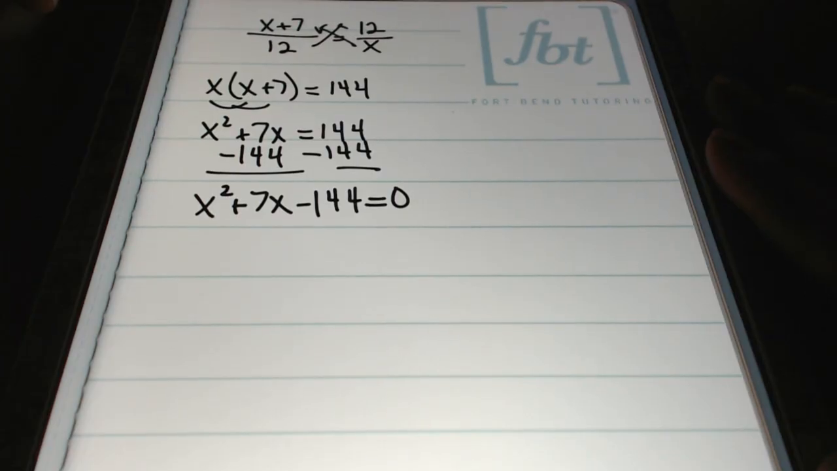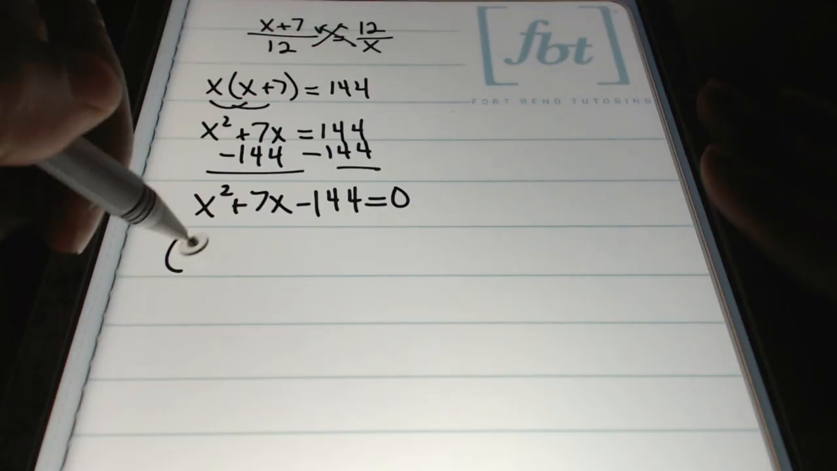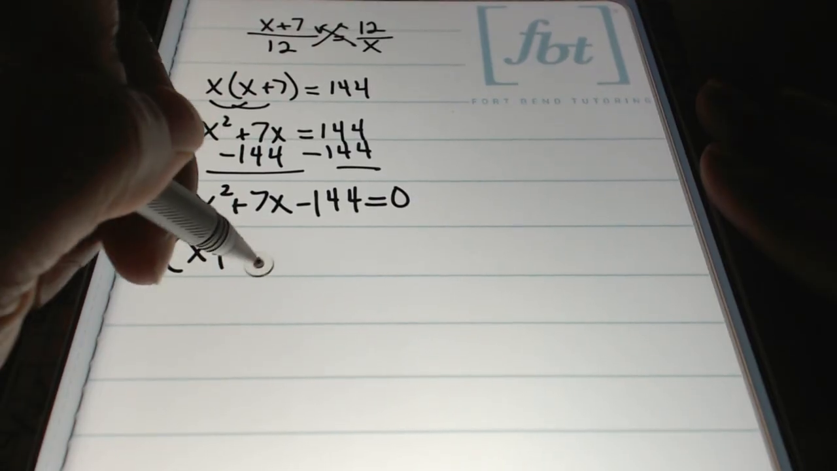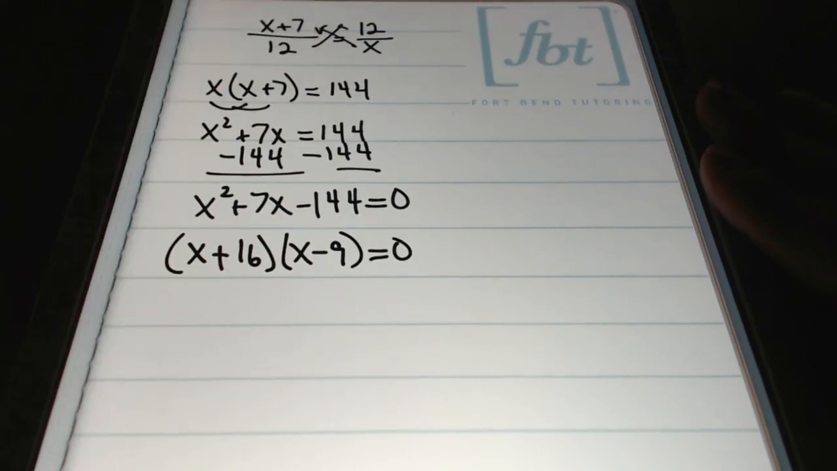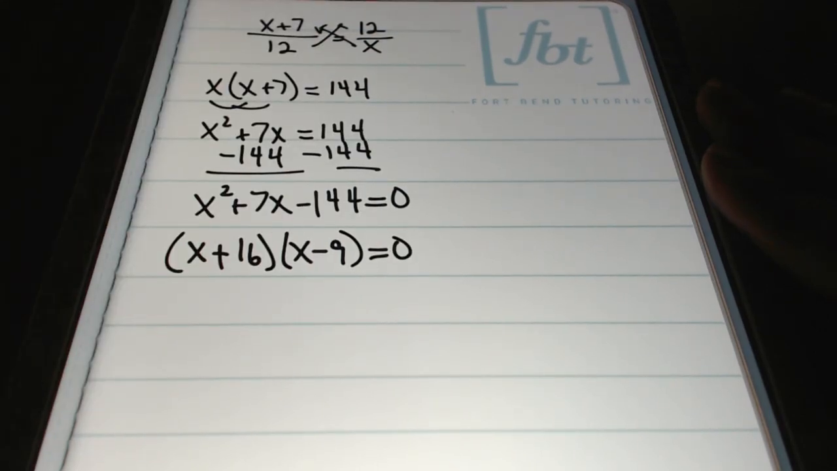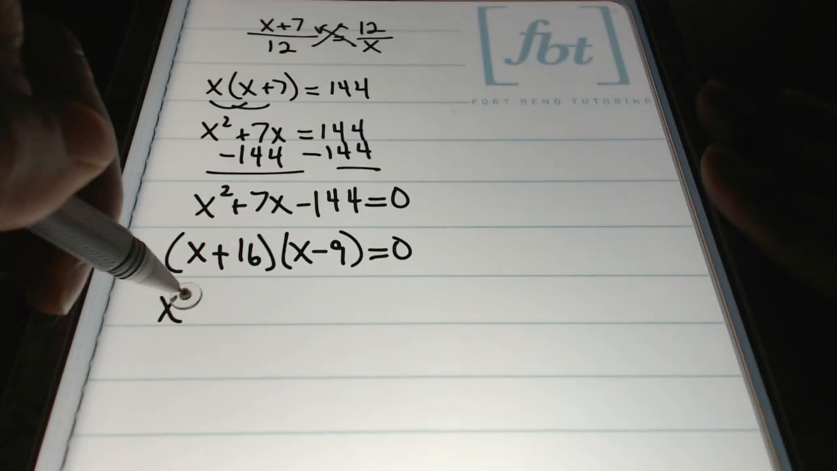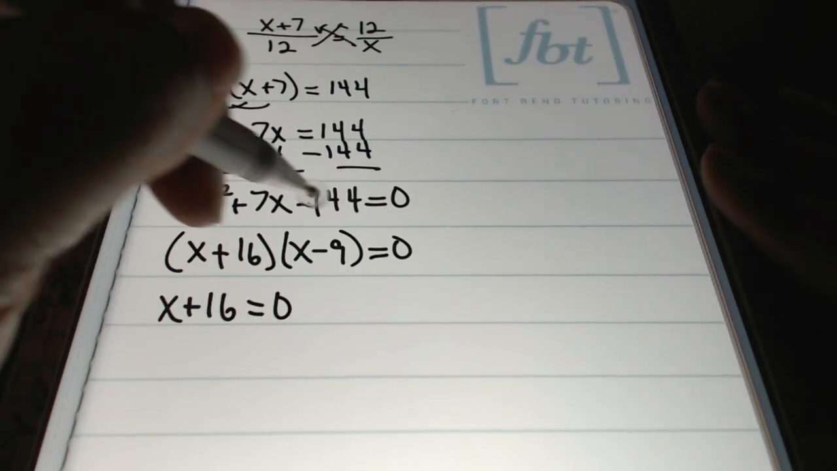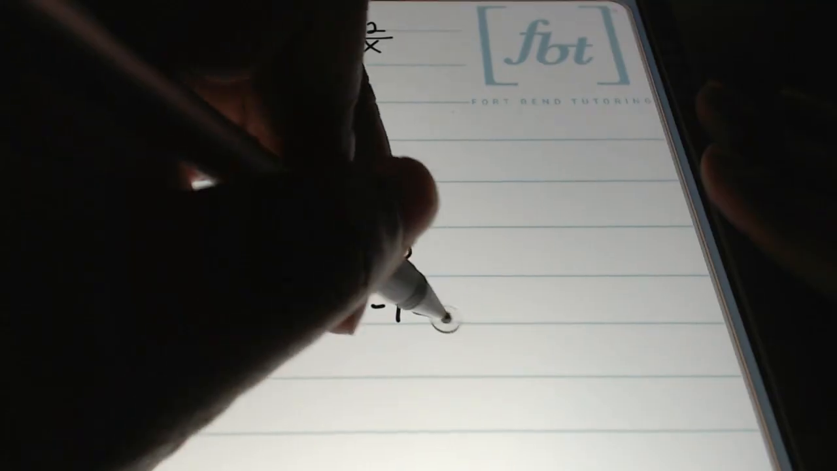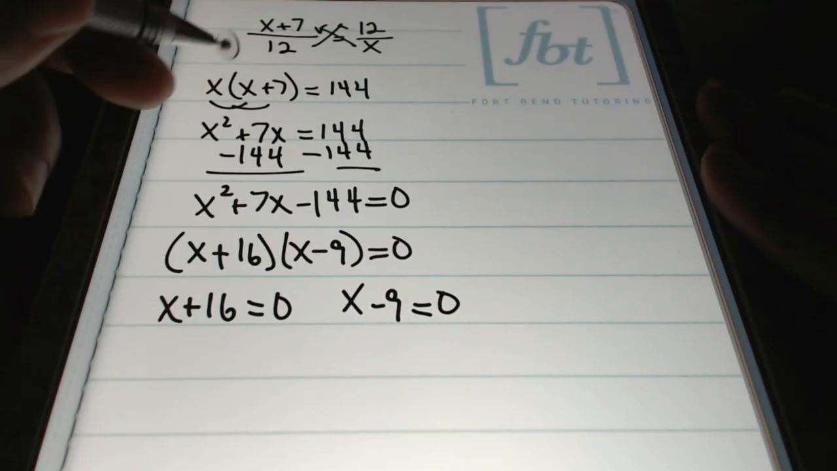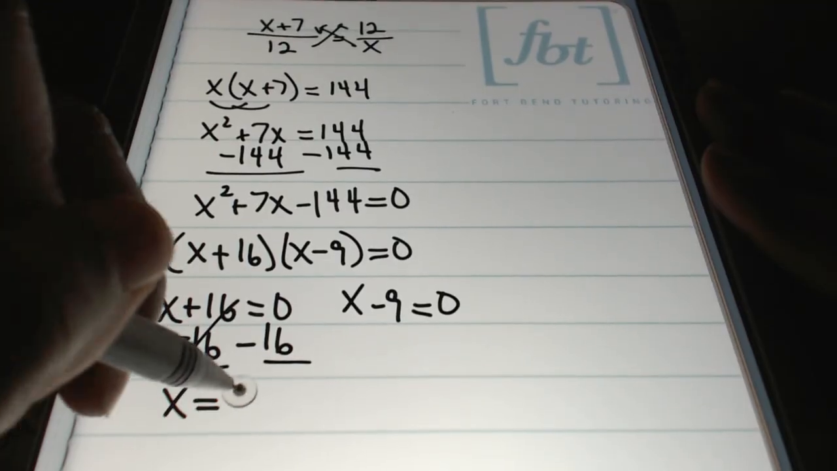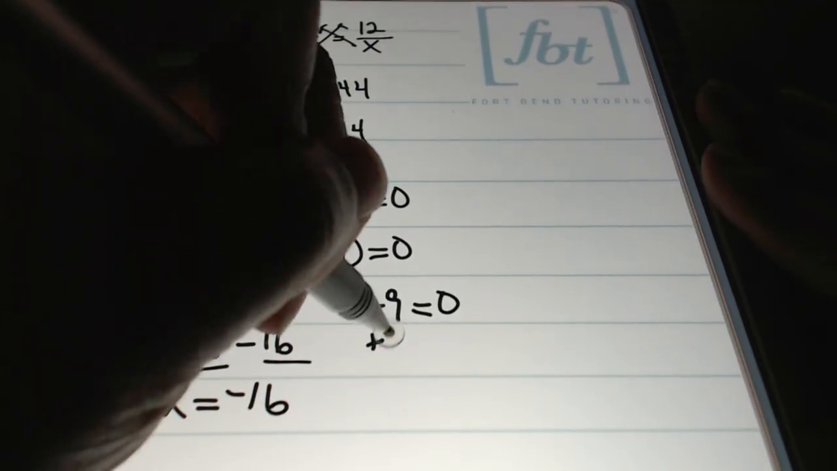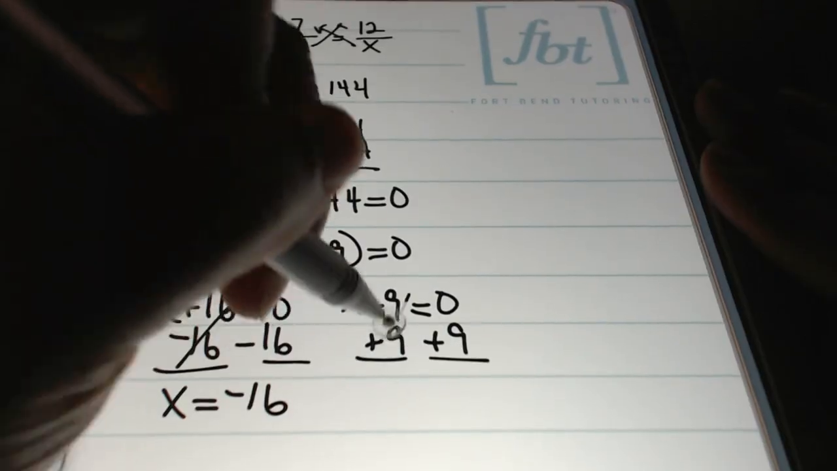We need two factors of 144 that subtract to give you 7, guys. That's going to be 16 and 9. So we'll have X plus 16 times X minus 9 equal to 0. Then we're going to solve for this. We'll have X plus 16 equals 0, as well as X minus 9 equals 0, using the zero factor property. If you subtract 16 from both sides, you'll get a potential length of negative 16. Solving the second equation, you'll get a potential length of 9.